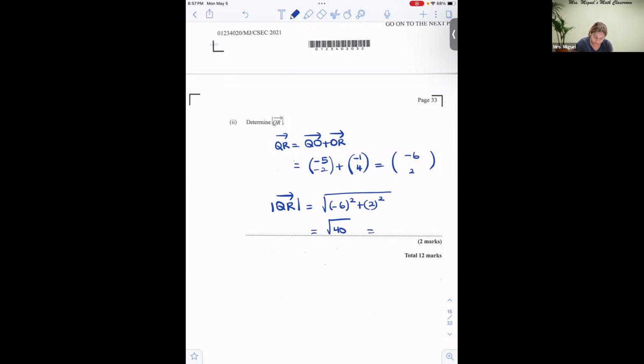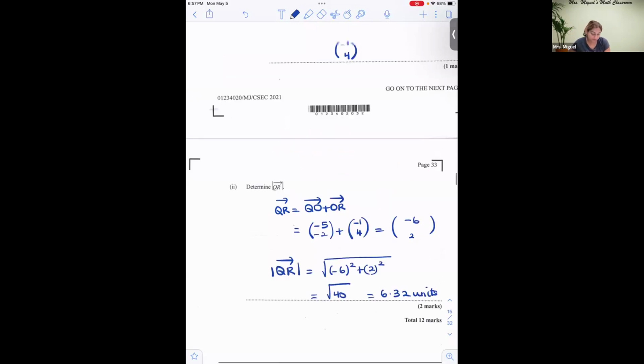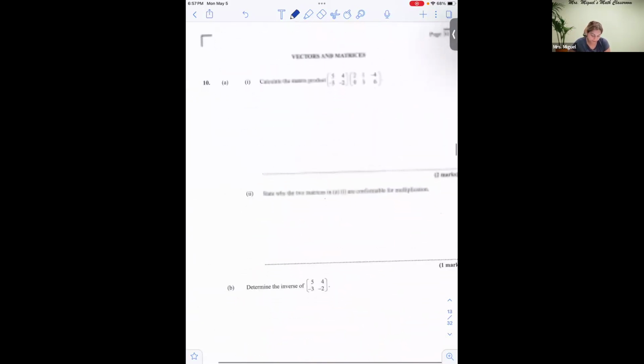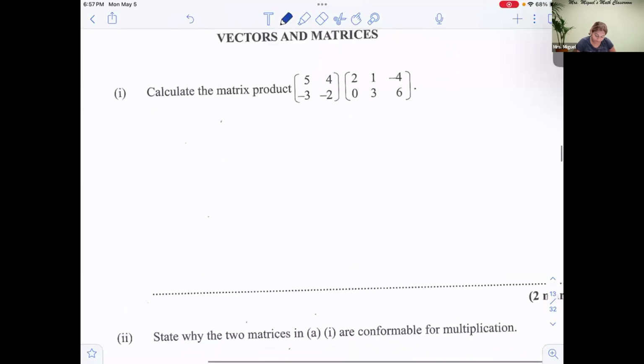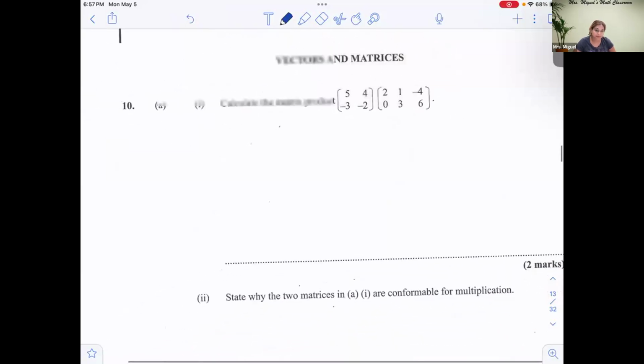And the square root of 40 is 6.32 units. All right. So we're going straight into the matrices. So we want to work out the product. And remember how we multiply matrices? We multiply row by column. So this is worth 2 marks. So we multiply row by column, row by column, row by column.